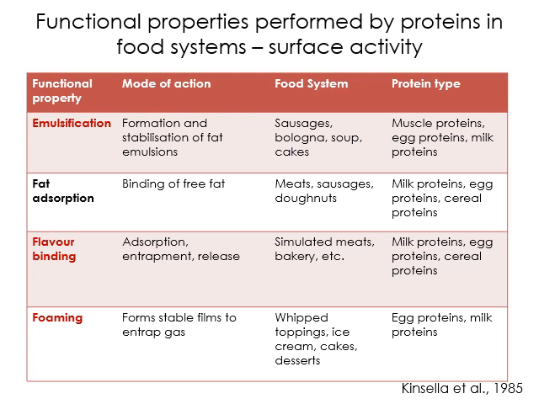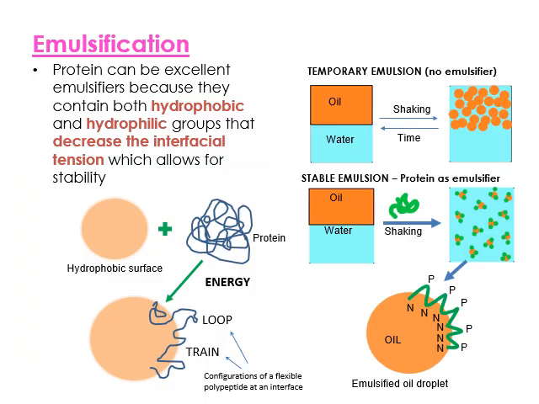And lastly, on foaming, where the protein help in stabilizing the film of the foam to help entrap this gas. It does further stabilize the foam. Protein can be excellent emulsifiers because they contain both the hydrophobic and hydrophilic group, so that can help decrease the interfacial tension, thus allow stability. So let's say, for example, here you have water and oil, they cannot mix together, but if you mix these two by shaking, it will give you a temporary emulsion. But if you leave it over time, the water and oil phase will be separated again.